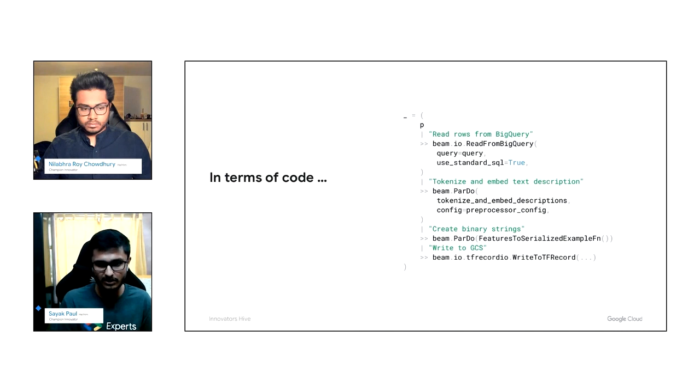And in terms of code, this is kind of the schematic of how the pipeline might look like in terms of code. So here we are just reading the data from BigQuery, then we are mapping a function that takes care of the tokenization and the embedding generation from the raw text piece, and then we are basically serializing the generated embeddings as TF records, and finally writing it to a Google Cloud Storage bucket.